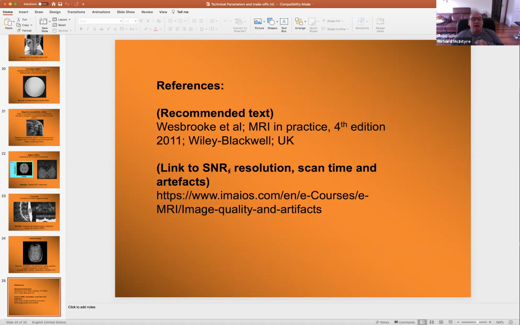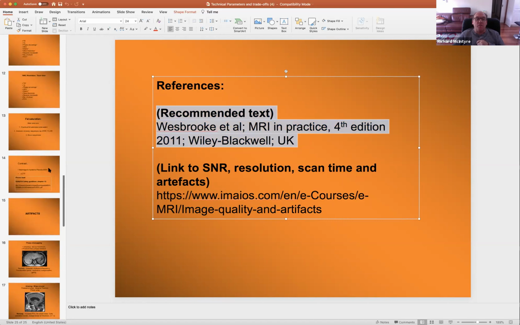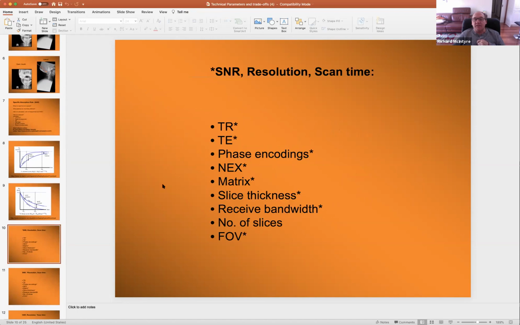So please pay attention and read this recommended text. 4th edition. 5th edition also has a section on artifacts, and that's going to give you a lot of information, and also information on artifacts and information on parameters and trade-off, which is what we talked about in our last lecture. Any questions?